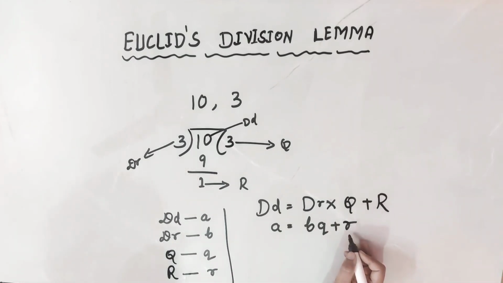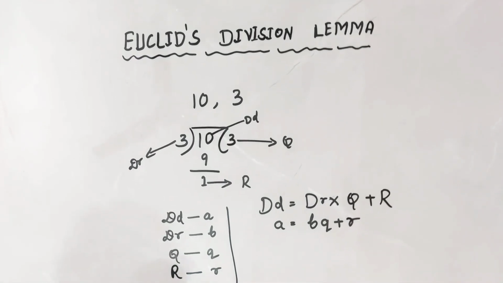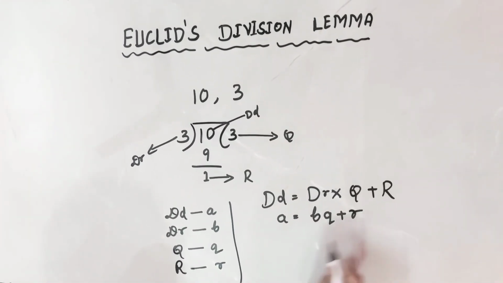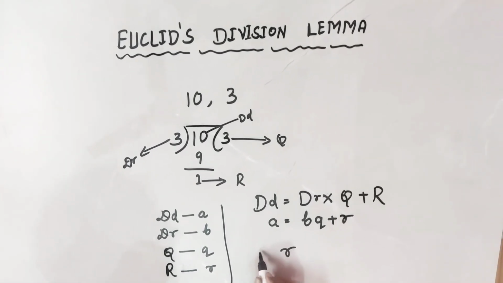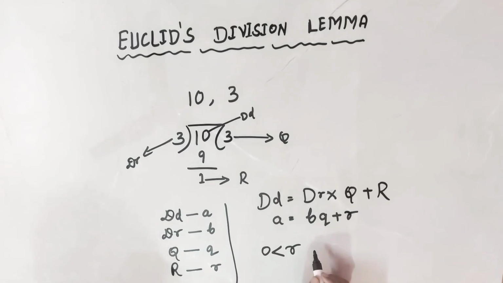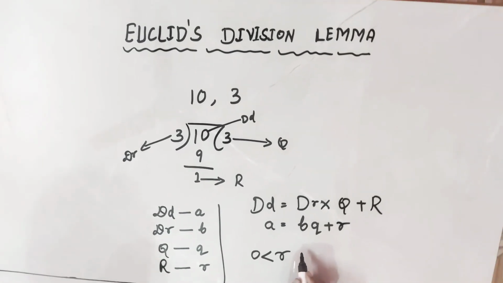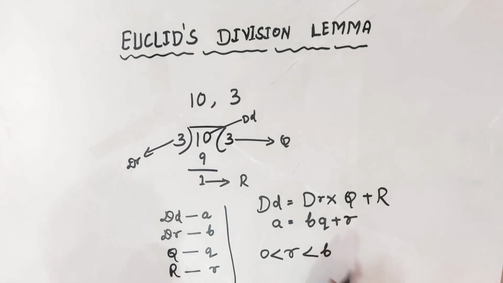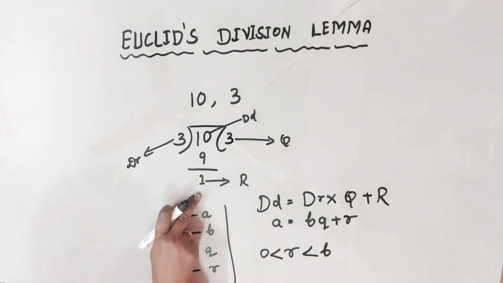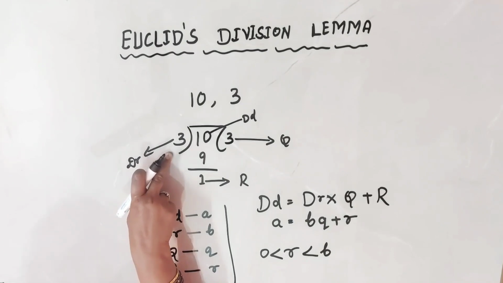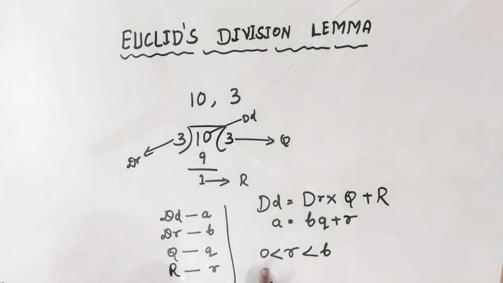Now what about the R? How will the remainder be in each division? Always the remainder R lies between 0 and B. You know that. The remainder is always less than the divisor and greater than or equal to 0. Always the remainder lies between 0 and the divisor. I hope this is clear for you.